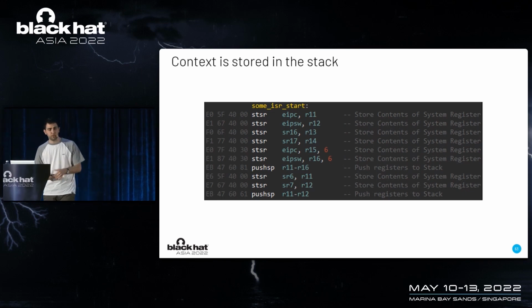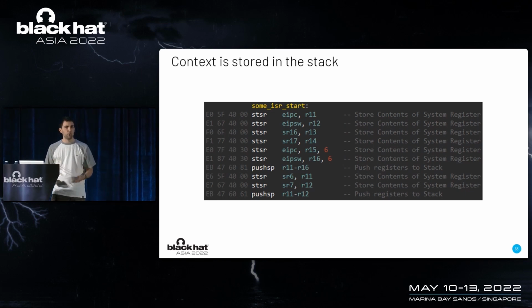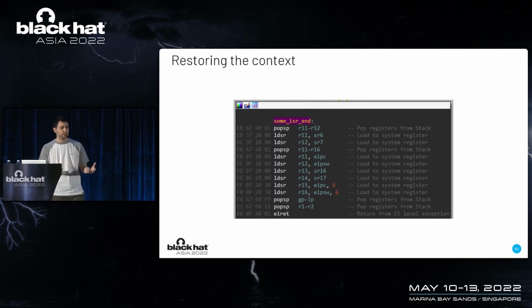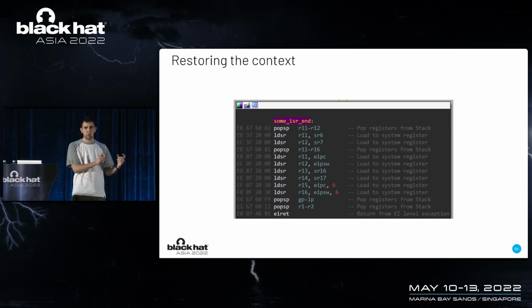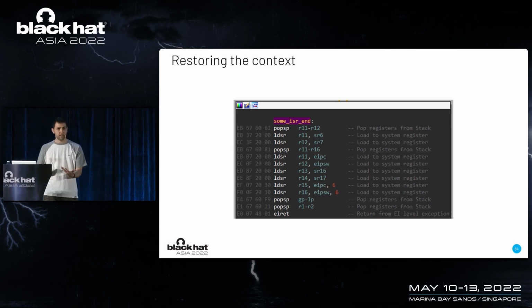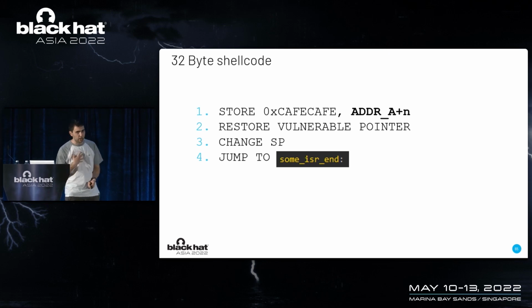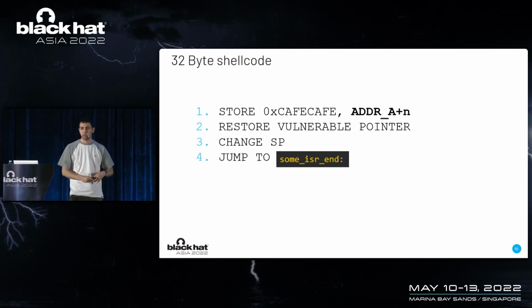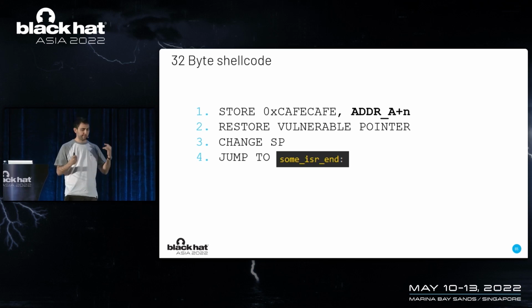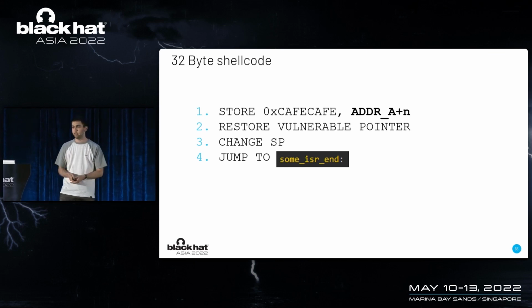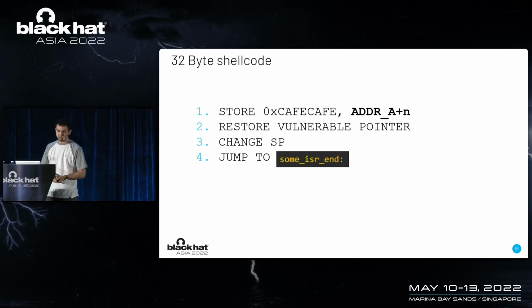And the interrupt starts with storing the context on the stack, so it just leaves the same way. Really all it takes for us is to readjust the stack pointer to the correct address, so that the interrupt is safely exited. So really all it takes in order to upload a large chunk of code in chunks would be to store the bytes, restore the vulnerable pointer, change the stack pointer back again, and of course jump to the exit routine that leaves the device.